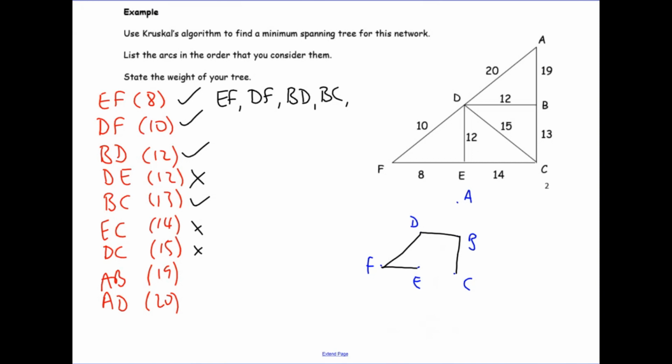AB is okay though. It doesn't make any cycle, so I can add that on. And lastly, AD, I can't add that on. I've got a minimum spanning tree there anyway, because all of my nodes have been joined.